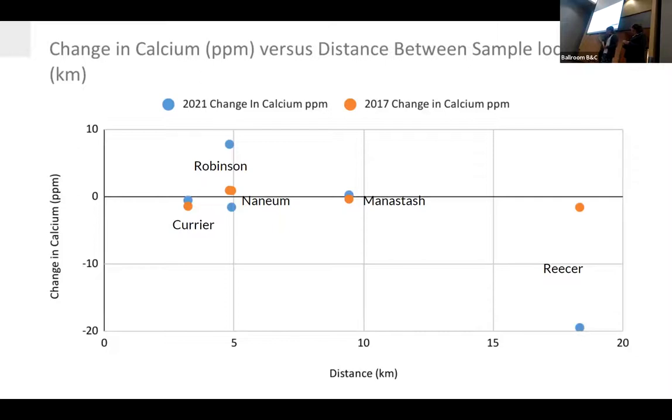Menashtash, we have swapped both years again. There was a very small positive change in 2021, then a negative change in 2017. And then in Reecer, they found a negative change, and we also found a negative change that's similar to Robinson. We believe that may be an error because, as you can see, it is significantly lower and unprecedented in how much it lost. And so we believe that may be an issue in the concentration when we sampled it.